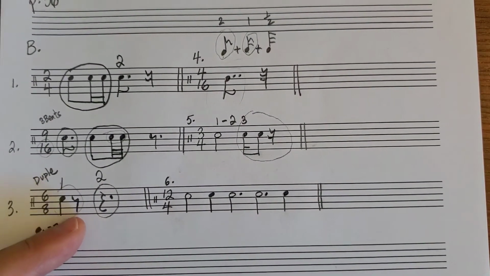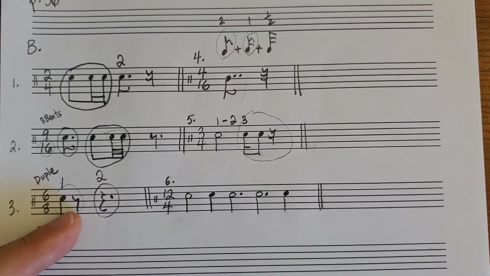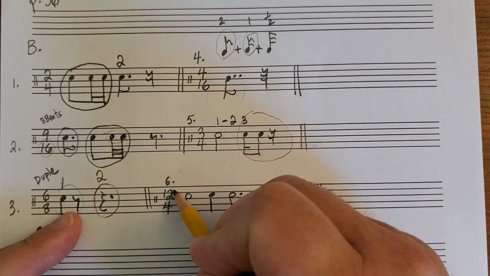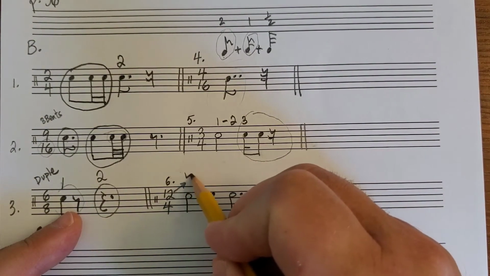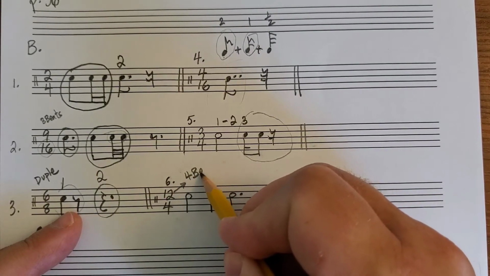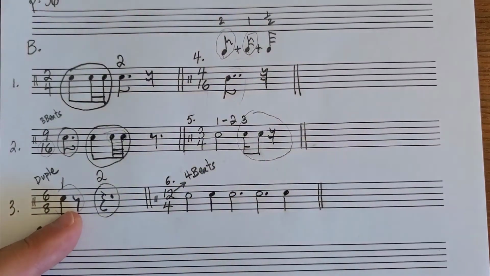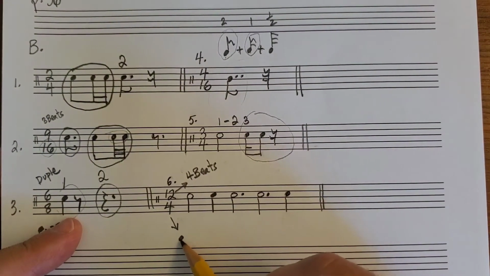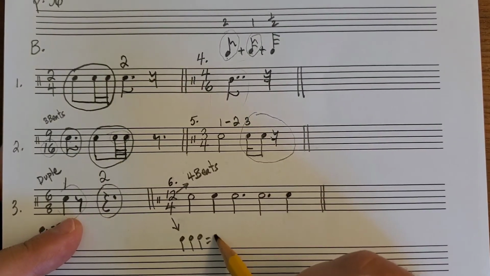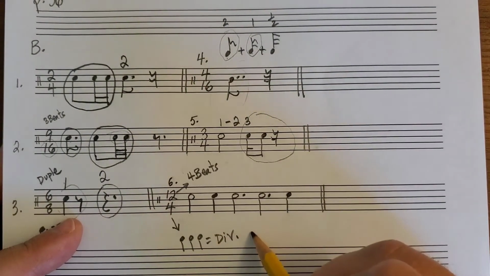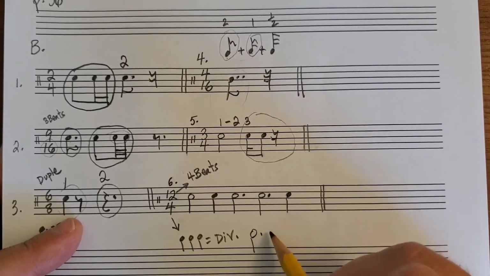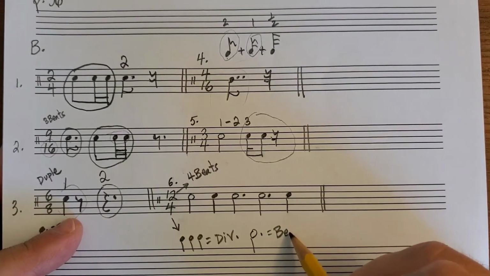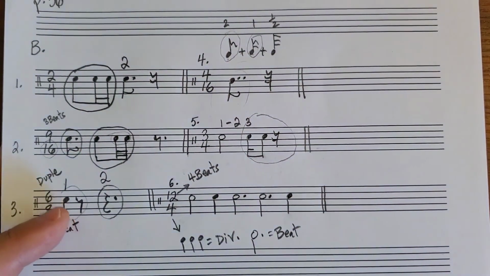All right, number 6 in 12/4, well, it's a compound meter. That top 12, that number on the top, says 4 beats, right? It's a quadruple meter for compound. The bottom number indicates the division. Therefore, the beat is going to be a dotted half. So 12/4 is basically like saying 4 dotted half notes per measure.